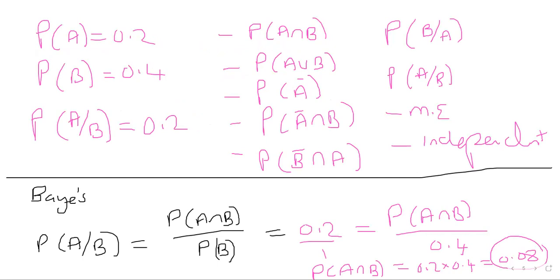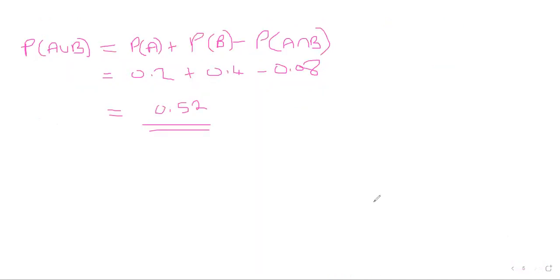Complement is what you don't have. So A is 0.2, meaning the complement should be 1 minus 0.2. The complement of A should simply be 1 minus the probability of A, which is 0.2. So 1 minus 0.2 will give you 0.8.